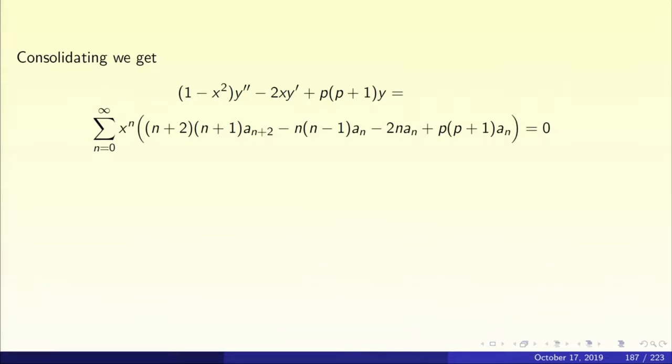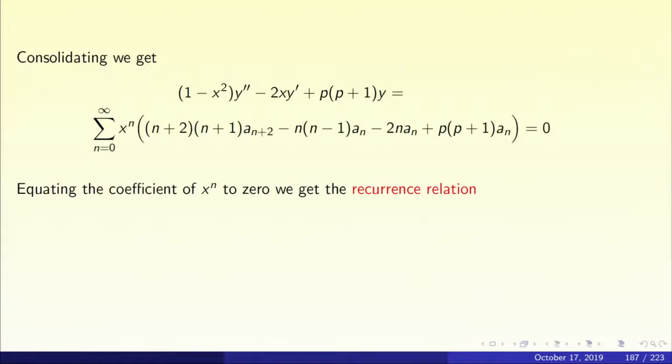It's (n+2)(n+1) a_{n+2} minus n(n-1) a_n minus 2n a_n plus p(p+1) a_n equal to 0. Now we must combine all the a_n terms together and we'll get a nice pattern that you see, and this power series is identically 0. When is the power series identically 0? When every coefficient is 0.